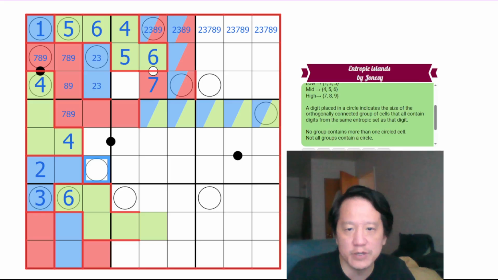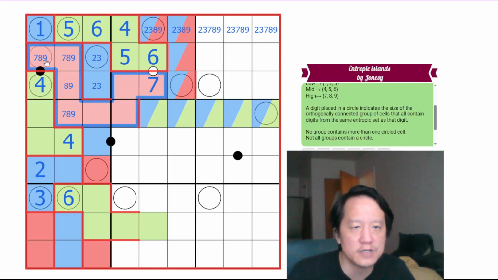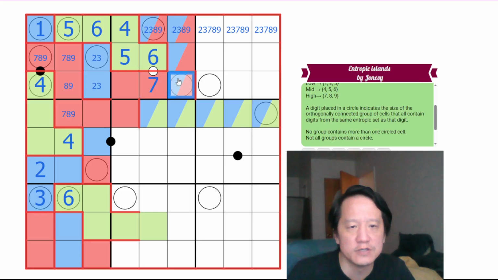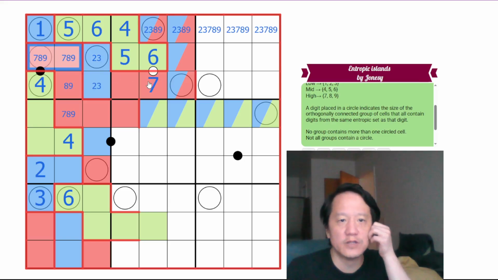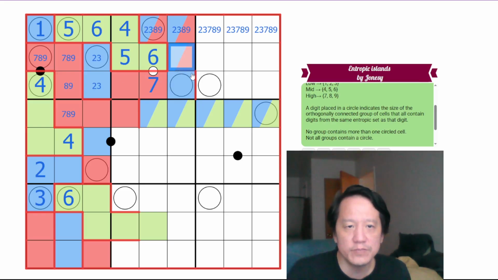So this must be a high digit here, which means this has to be low here. Low is never going to be in a 1 to 2 ratio with a high digit. So this high digit cannot continue out this way. It has to continue here. And then this is done as a region, because these have to be different regions or different sets, because otherwise we'd have 2 circles in this set. So this is low.